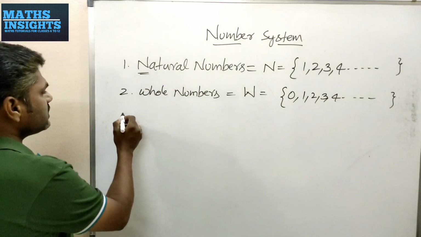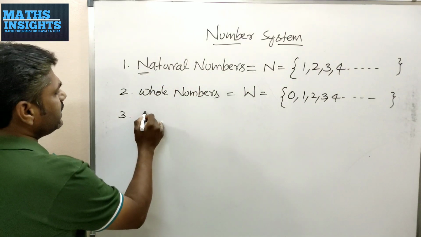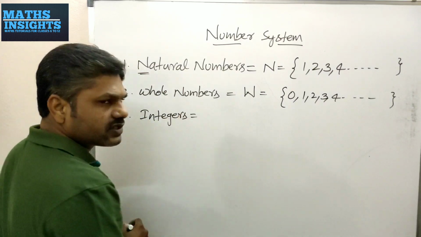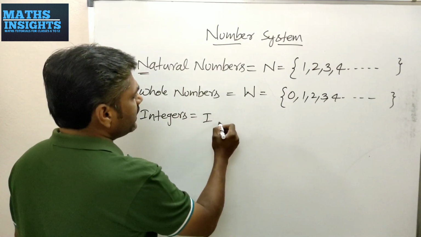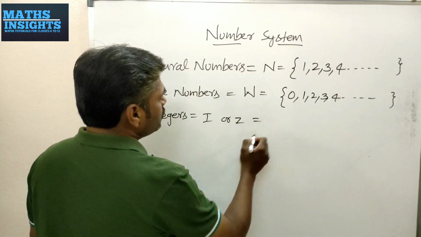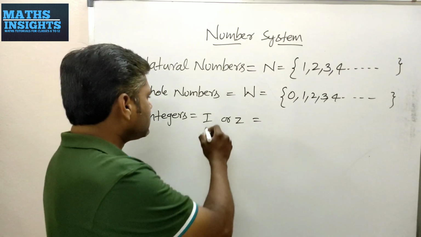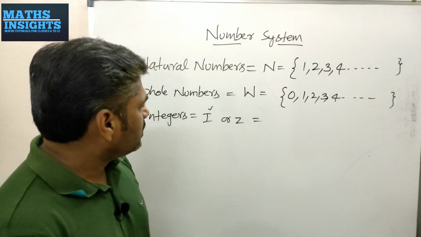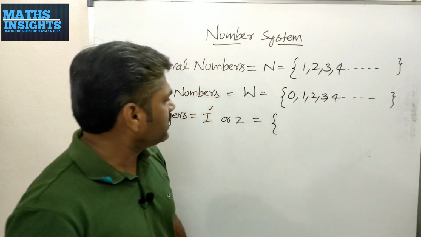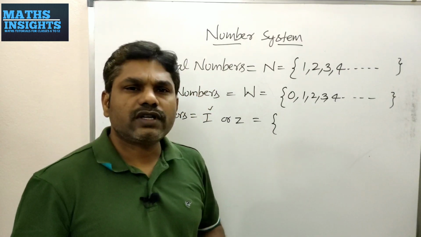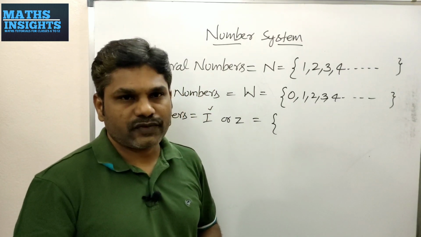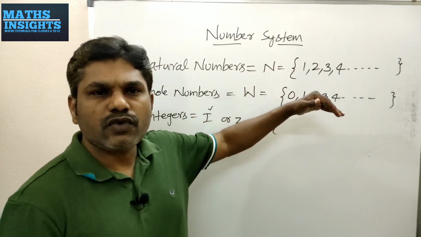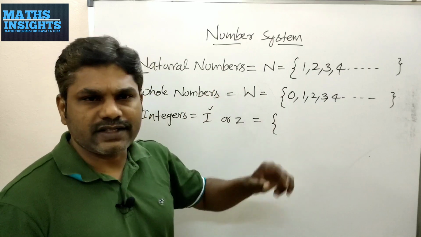Okay. The third one is integers. Integers are generally represented by using I or Z. You may use both, but we will find I in most places. In this set of integers, we will include negative numbers also. If you include negative numbers to natural numbers and whole numbers, we will get the set of integers.